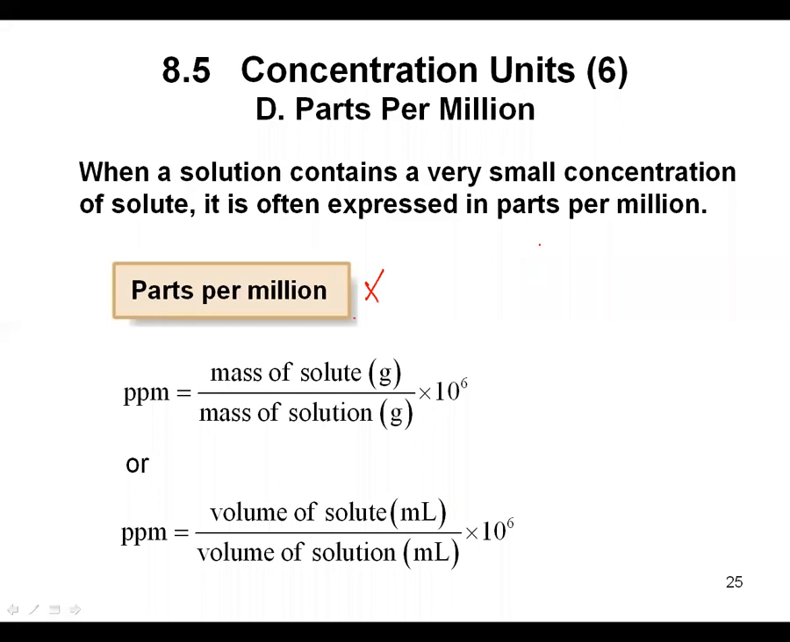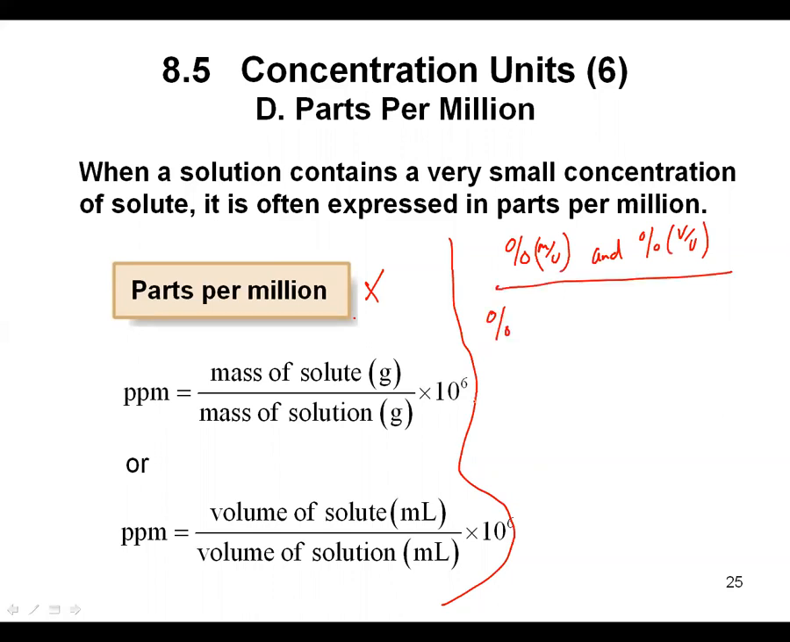But this one you should worry about. A third one that goes with percent mass to volume and percent volume to volume is sometimes referred to as percent mass to mass. That is the mass of the solute divided by the mass of the solution times 100%. So that's a very common percentage unit, which is percent mass to mass.